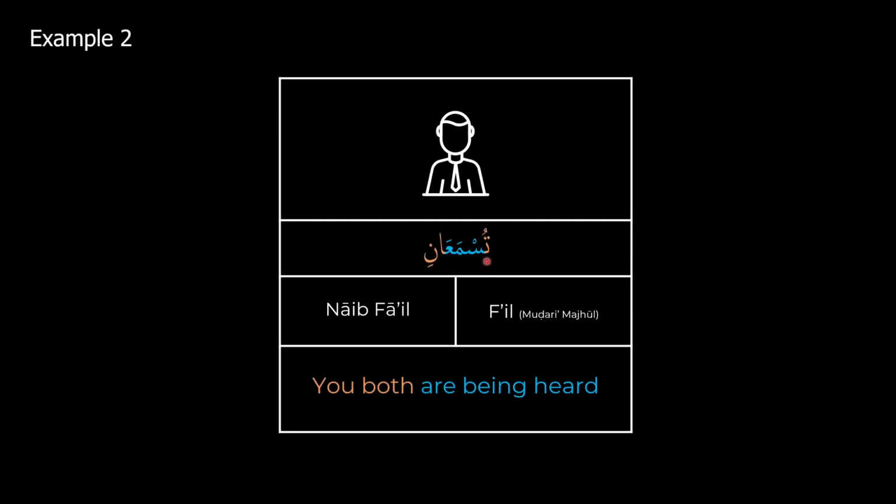Another example, tusma'ani. And again, you can tell this is a passive present tense verb because again, you have the ta with a dhamma on it, the second letter has a fatha on it, and then this is just in the antuma form because it has the ani dual ending. So together this becomes you both are being heard because the antuma is the hidden na'ib fa'il in this.